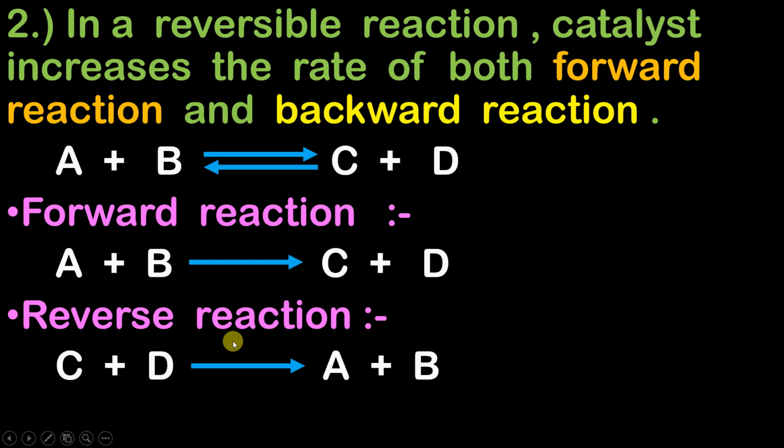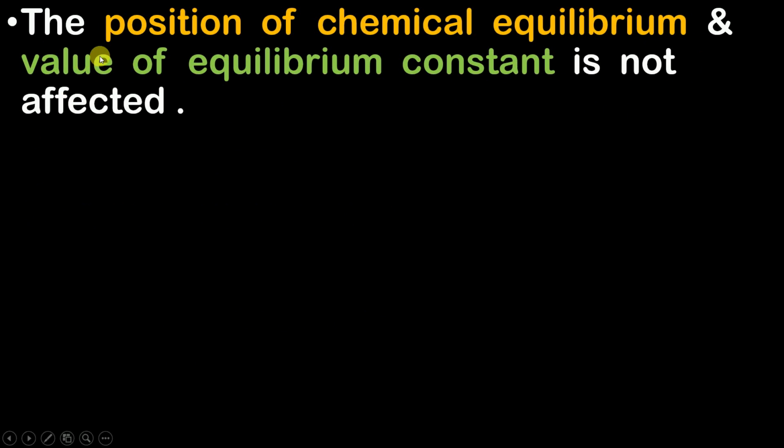This is a very important point and a tricky point that might be asked to y'all in competitive examinations like CET. Okay, now due to this, what happens is that the position of the chemical equilibrium and the value of the chemical equilibrium constant is not affected. This I have already explained to y'all in the chapter chemical equilibrium.